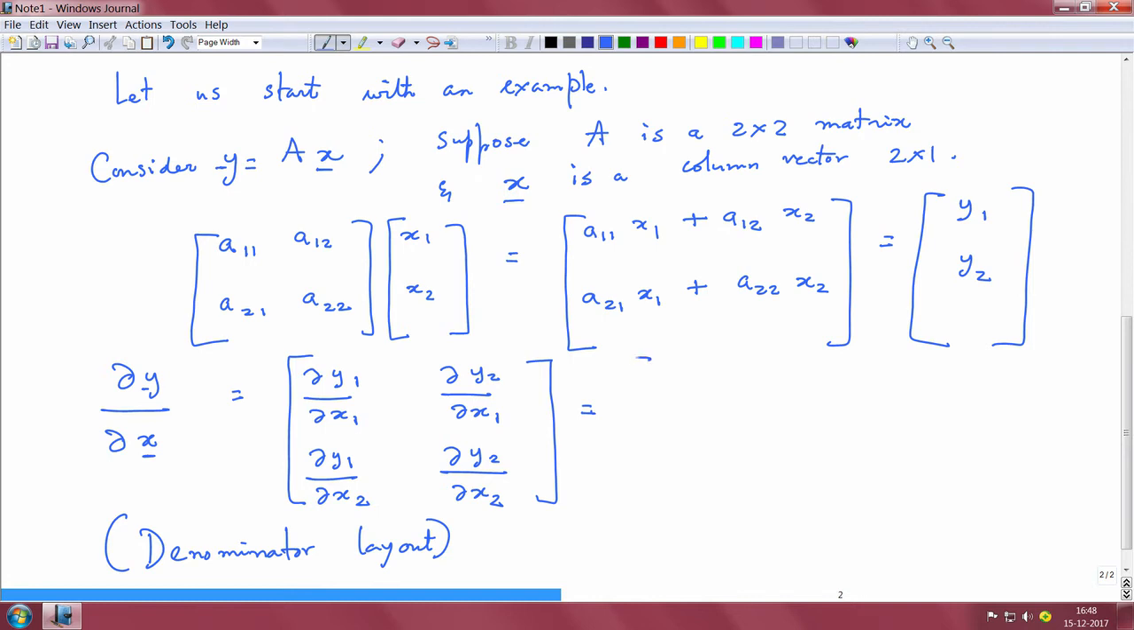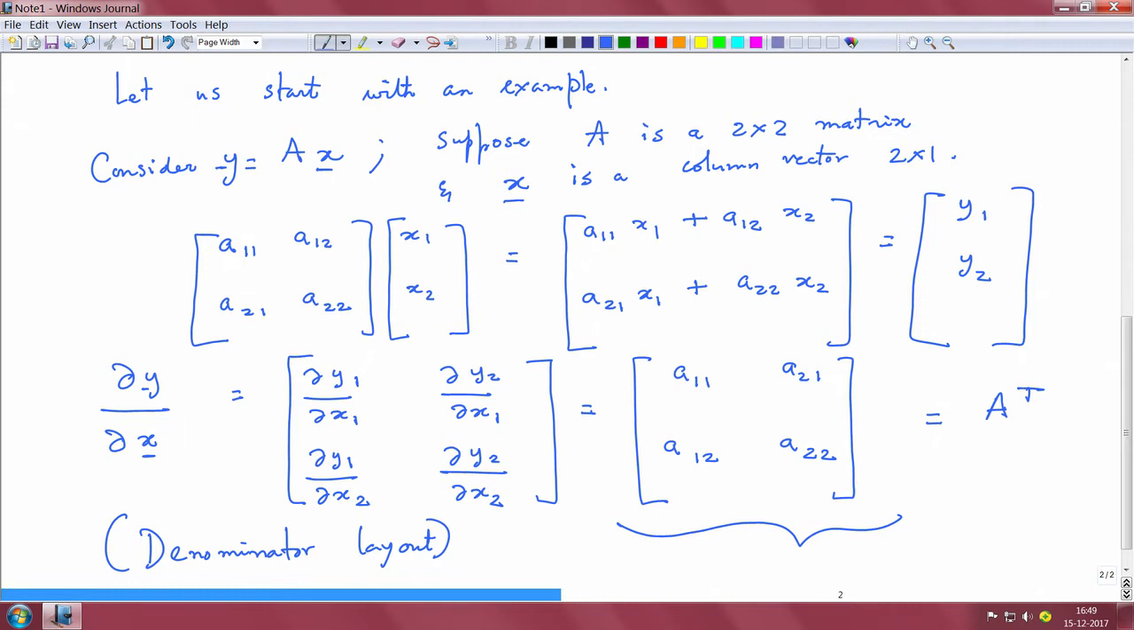So, now if you take the derivative d bar y1 upon d bar x1, this is basically a11, and d bar y2, if you take the derivative of y2 with respect to x1, you get a21, and similarly if you populate the rest of the entries, you get a12 here, you get a22 here, and observe that this matrix is basically the transpose of A, right.